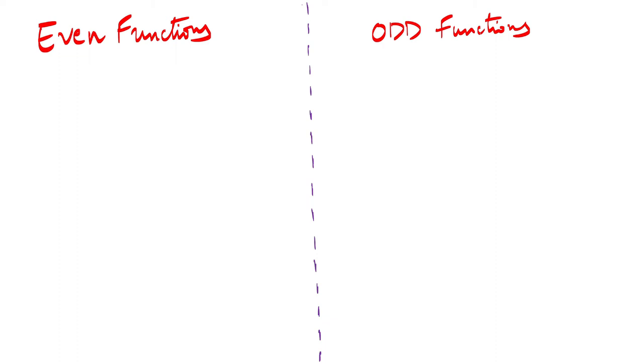So what is an even function? Well, there are certain conditions for a function to become an even function. What are those? If f of x is equal to f of minus x, when this condition is satisfied, then we can say that the function is an even function.